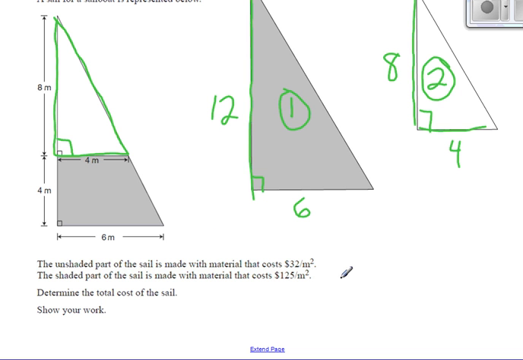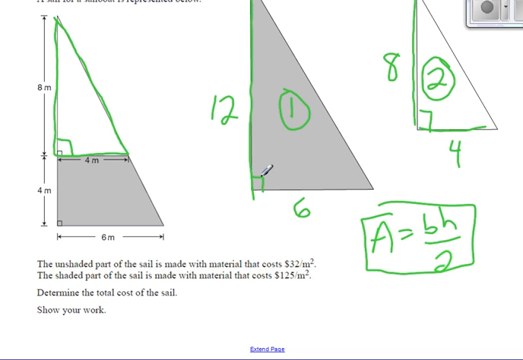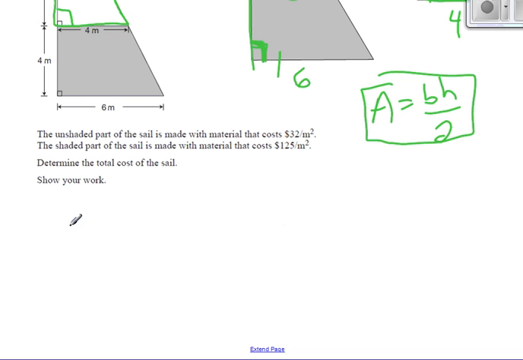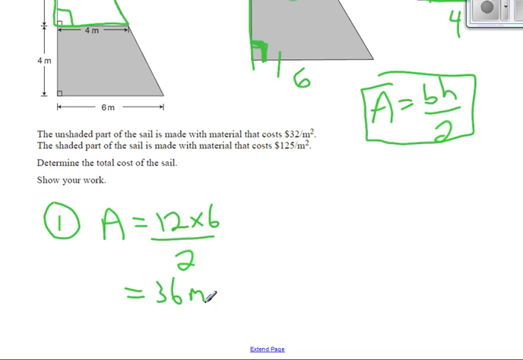How do you find the area of a triangle? Well, look on your formula sheet. Area is base times height divided by 2. And base and height, remember, are the two sides that meet at that 90-degree angle. So I know for both of my triangles, I know the base and I know the height. So let me give myself some more room. Triangle number 1 has an area of 12 times 6 divided by 2, which is 36 meters squared.